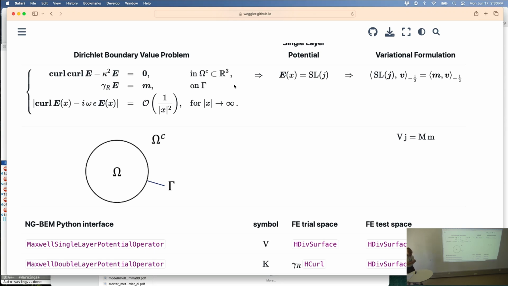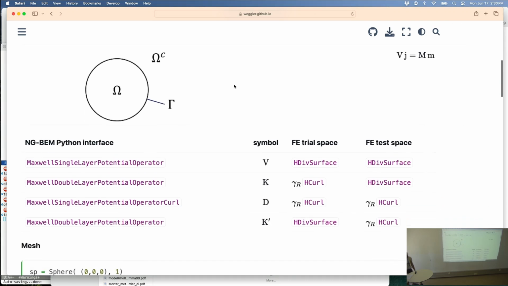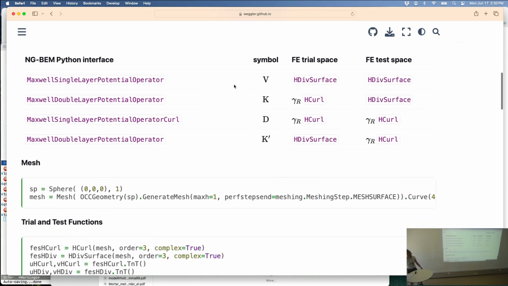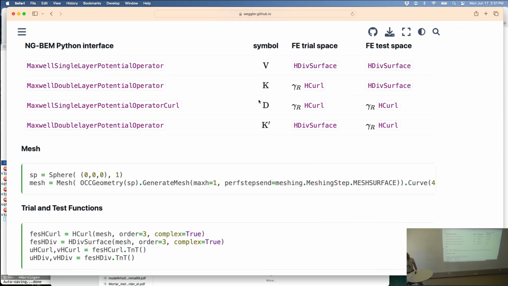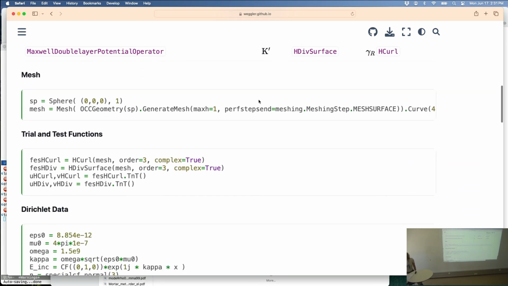It's always the V. Yeah? And you look into your problem that you want to solve. Now we have exactly the same notation chosen for the boundary, for the potential operators on the boundary, just that you have here the Maxwell in front. And here you have the trace spaces that you have to discretize that come with those potential operators.